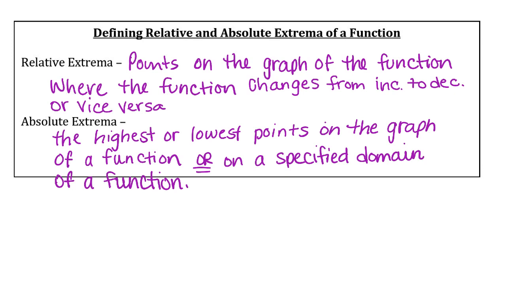Absolute extrema is the absolute highest and lowest points on the graph of a function or a specific domain. Now, for us to have an absolute maximum or minimum, keep in mind that this must occur over a closed interval. Now, the relative extrema does not have to be on a closed interval, but for us to determine the absolute highest or lowest value on that graph, the graph has to be on a closed interval. So we need a for sure starting and stopping point.